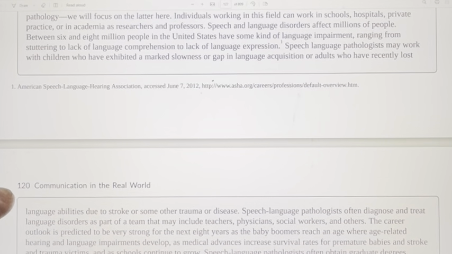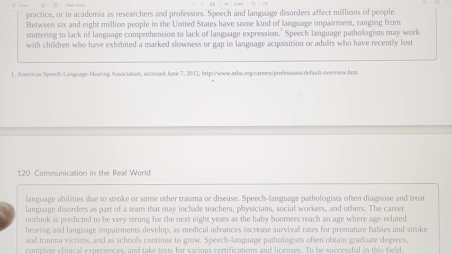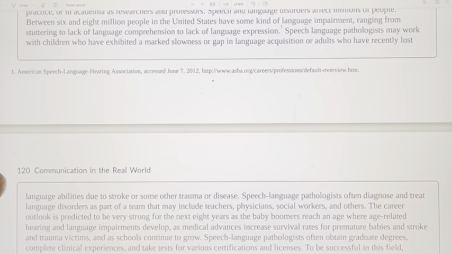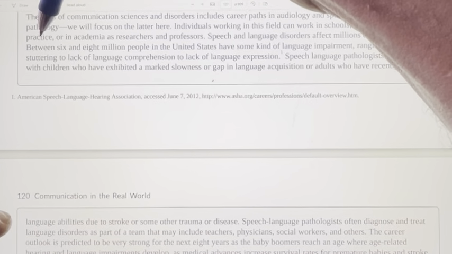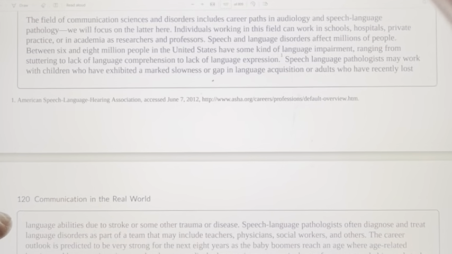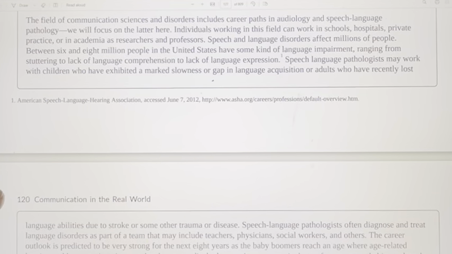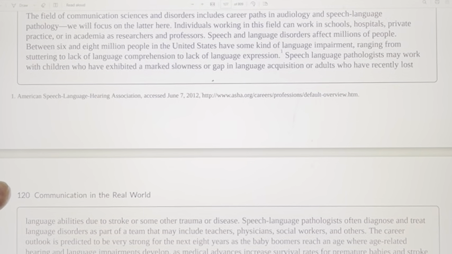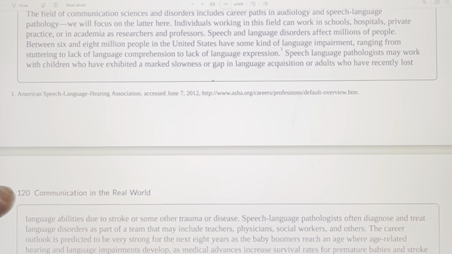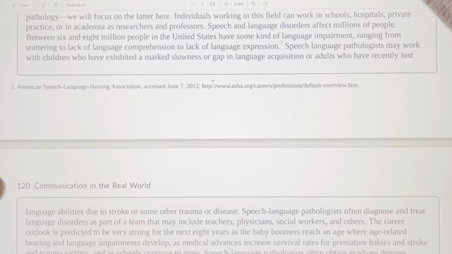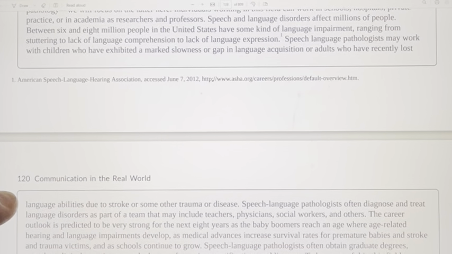Speech and language disorders affect millions of people. Between 6 and 8 million people in the United States have some kind of language impairment, ranging from stuttering. By the way, stuttering is not within the scope of practice of only speech-language therapists. Stuttering is the most widely researched topic in all of speech therapy, and they have not discovered what is the cause of stuttering. So pretty much anybody can work with stuttering, but certain things are within the scope of practice of speech-language therapists, and they work on it. But many people can work on stuttering. They're not really sure what causes it. And some stuttering is normal.